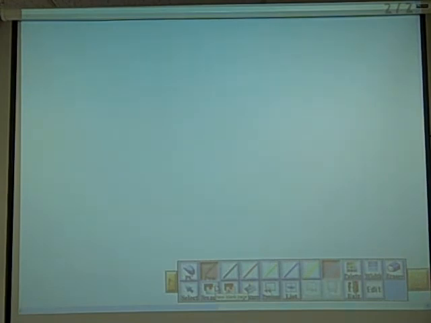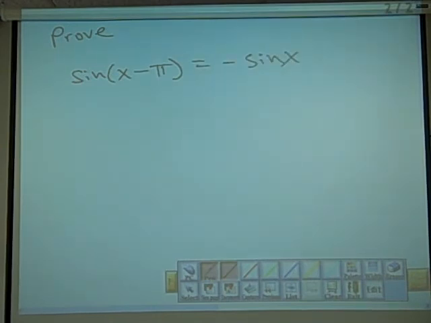Let's say that we're looking at problem number 25 in the book. And it says, prove the identity. We want to prove that sine of x minus theta is equal to a negative sine x. Or not, this will be x minus pi, rather.